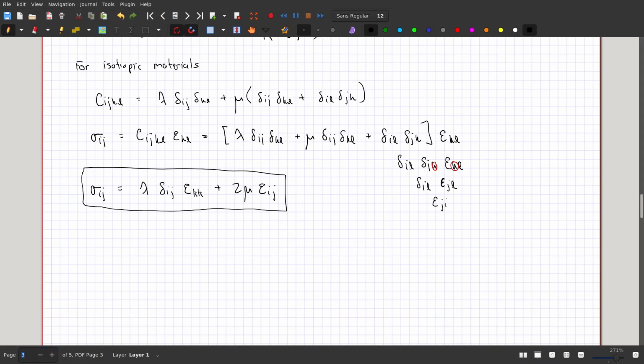K, right? So anytime you have a repeated index, you can replace it with anything. So that would be epsilon II, KK, JJ, right? But basically that's the trace of the strain tensor, right?